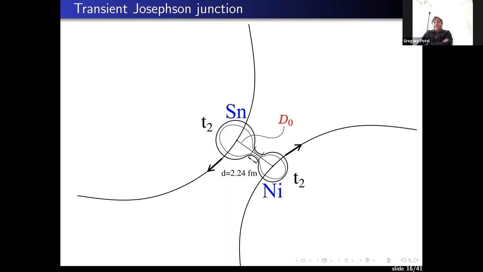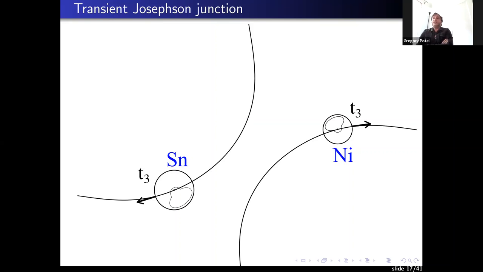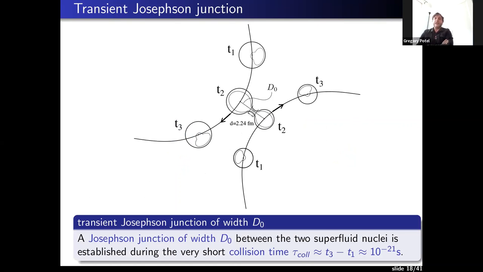And the distance at which they are is also connected, of course, with the distance of closest approach that I talked about a couple of slides before. Next slide. And then the tin and the nickel separate again. Next slide. So my point is that what we are seeing in that heavy ion collision is essentially the establishment of a Josephson junction with an insulating layer of width around V0, that exists for a very short collision time of the order of 10 to the minus 21 seconds.